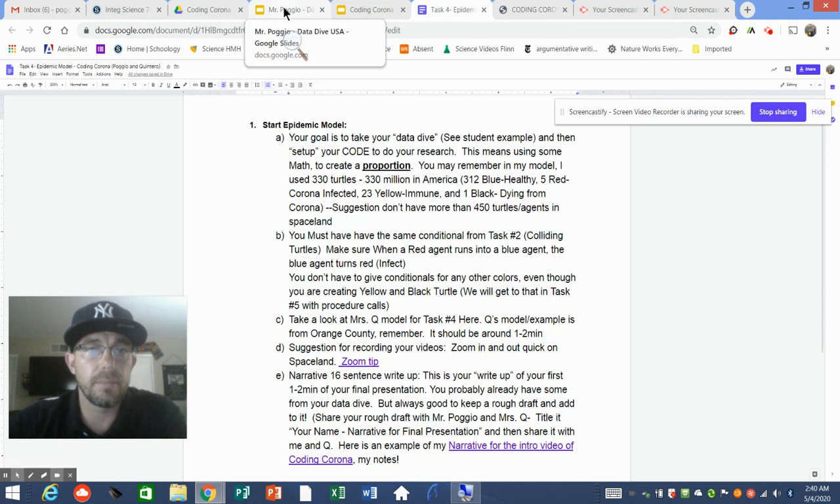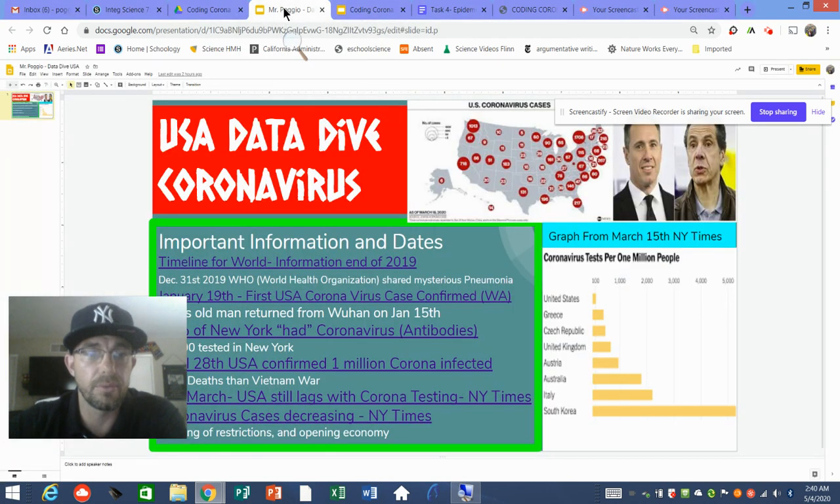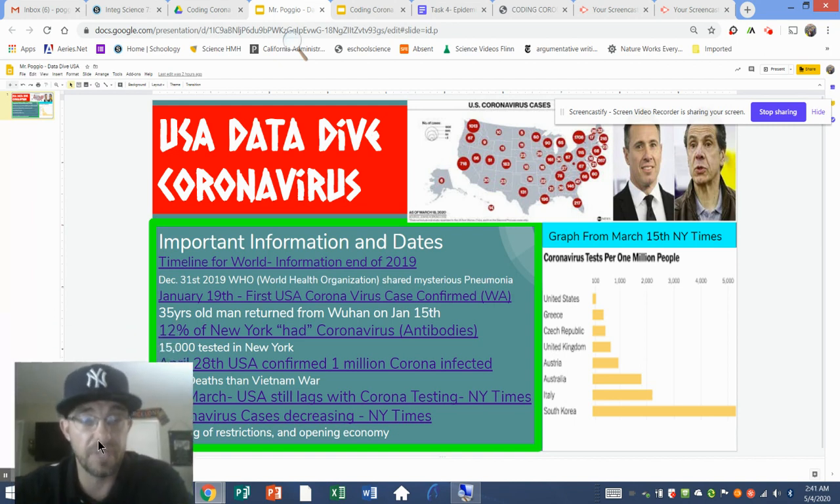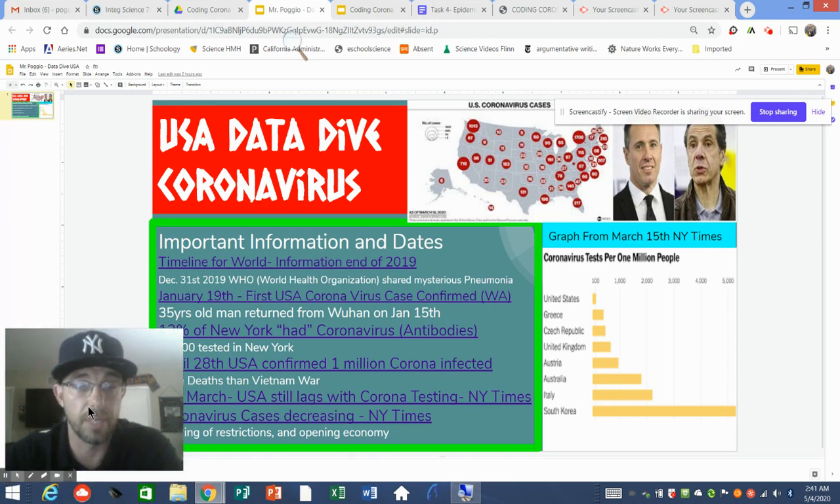And last thing I'm going to say, I'm going to toggle back and forth here with my data dive. So I'm just going to leave my camera there, but I'll reference my data dive here. Most in particular, the one that shows the 12% of New York that already had coronavirus, which was a more recent article and finding for the 15,000 that were tested for antibodies.